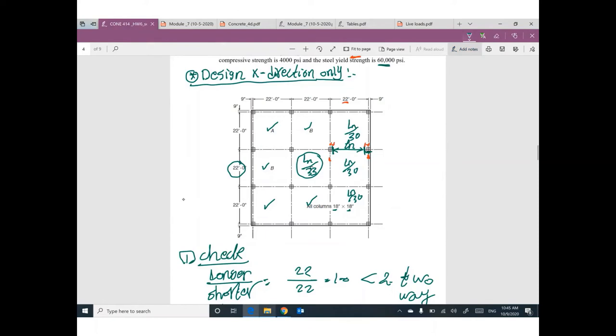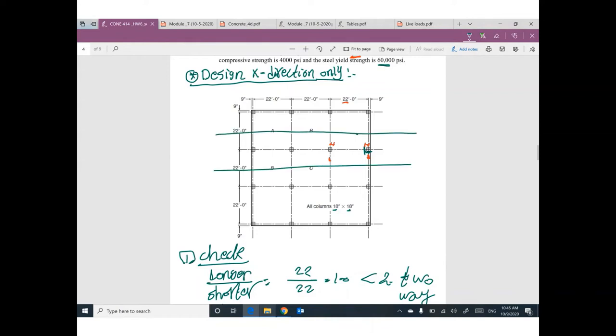By the way, to make it more clear, because sometimes this slab will have different dimensions, I'm talking about the X direction, so this direction. Ln right now is this clear distance. L2 right now is this distance, from this center line to this center line. So we have 11 from this side and 11 from the other side, so this distance will be 22 feet. Ln equals 20.5.